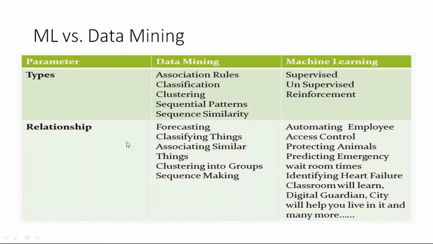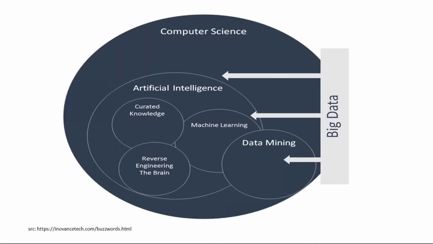So you can see a few examples here. For example, forecasting weather based on analyzing all historical weather data, classifying things, associating similar things, clustering into groups, sequence making. And what can machine learning do? Automating employee access control, protecting animals, predicting emergencies, identifying heart failures. So as we move through this session, we'll keep coming across examples and examples. Okay, so this is ML and data mining.